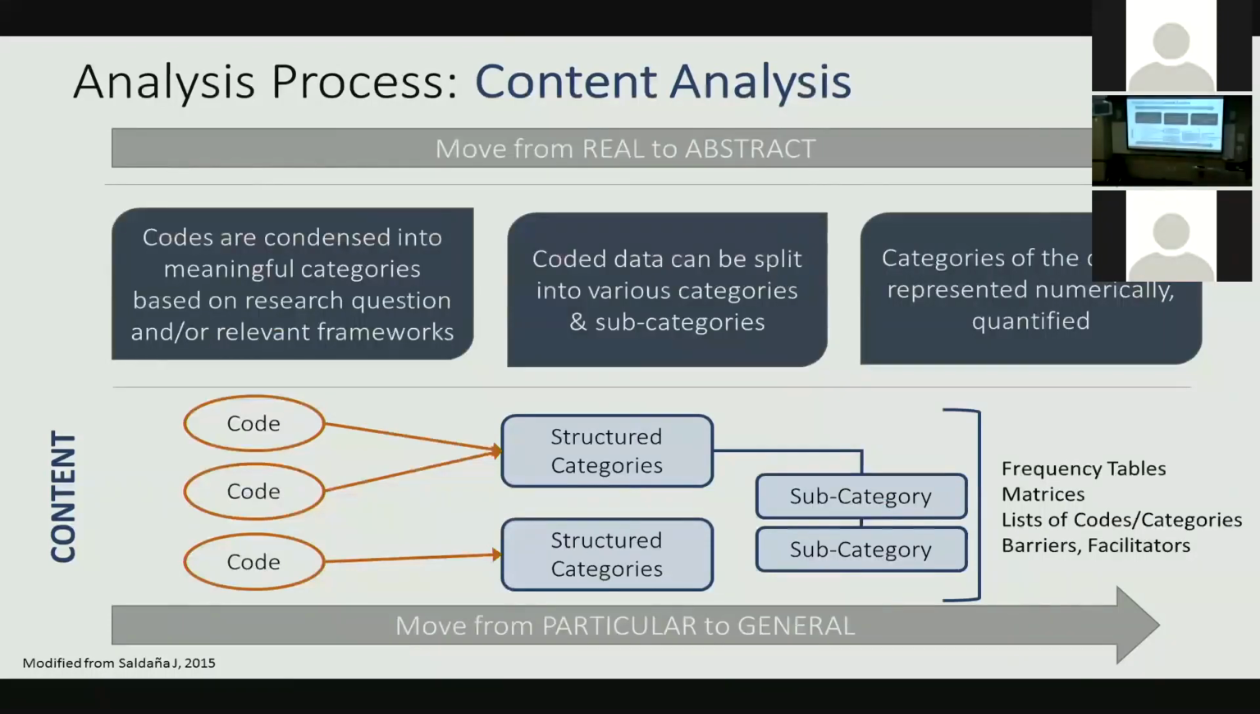So through the content analysis process, these codes are then condensed like we talked about. We might re-split them up because it might be more meaningful in different ways. We could think through when that would be useful. And then usually these data are represented numerically and are quantified.